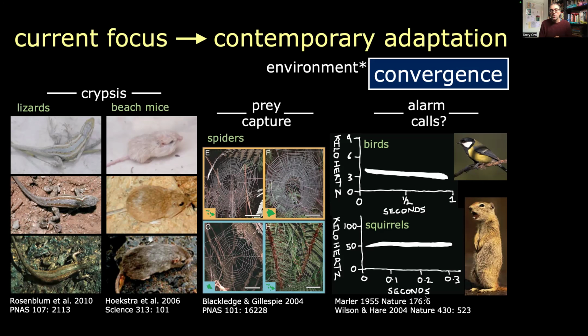Being cryptic, so animals such as beach mice and various different species of lizard matching the substrate that they typically occur in to try and avoid detection by visually oriented predators. The wonderful architecture of spider webs in Hawaiian spiders, depending on the type of prey that those different species are trying to catch.